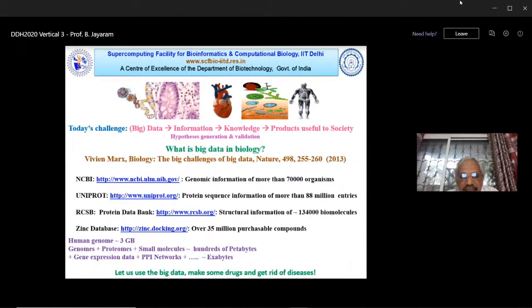What do we do with all this data? Well, the hope is we can probably use some of this data and make some drug molecules and get rid of diseases from the planet. So that's the overall big dream.